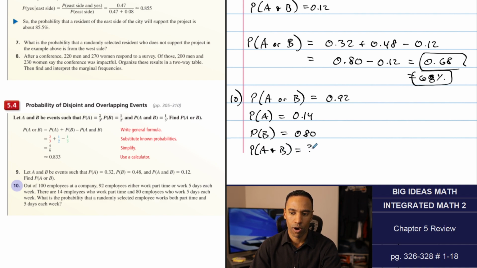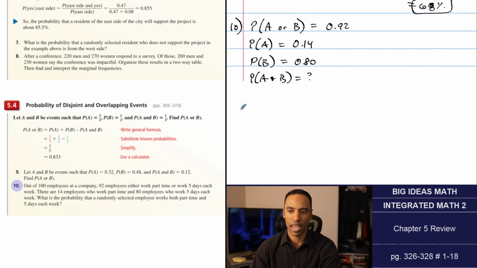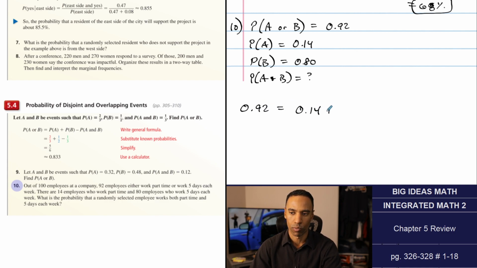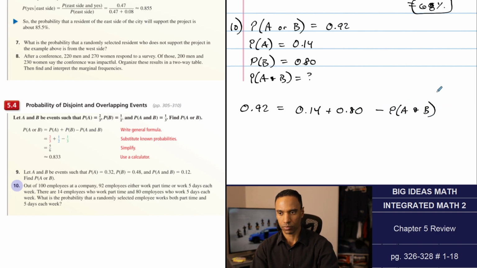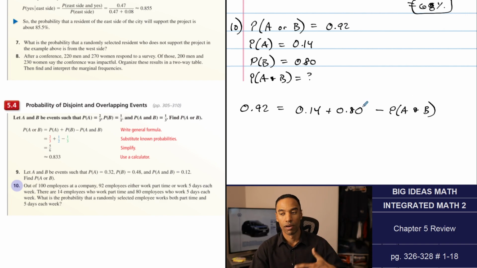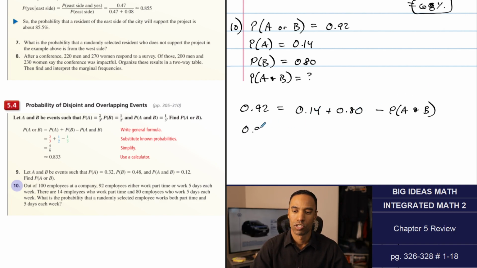Now, as far as the formula goes, 0.92 is the A or B portion. That's on this side, and that equals adding up 0.14 with 0.8, and then subtracting that probability of A and B, of which we don't know, the overlap of those who do both. Of those who do both, we take that part out. So 0.92 is 0.94 minus probability of A and B.